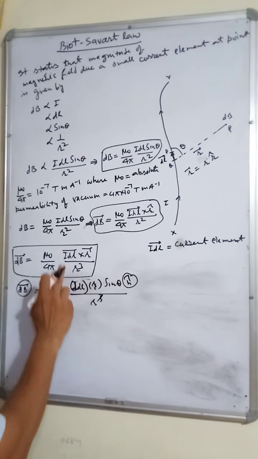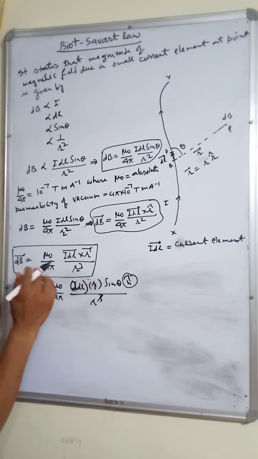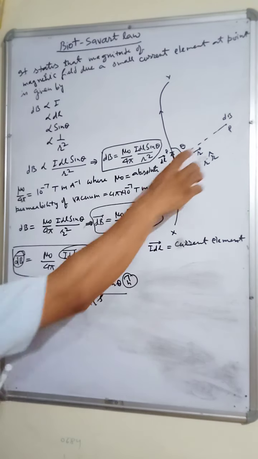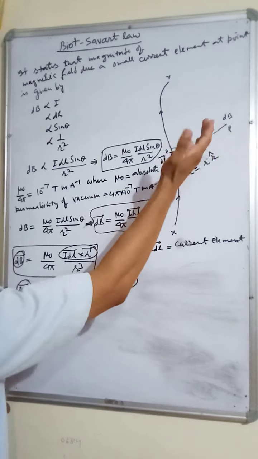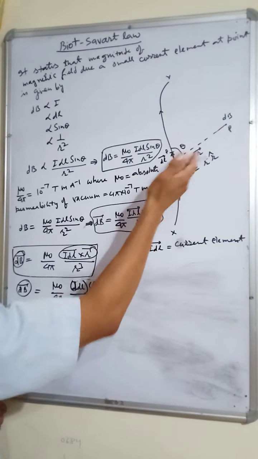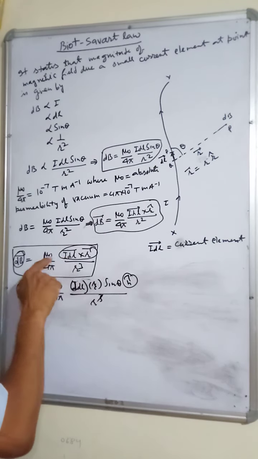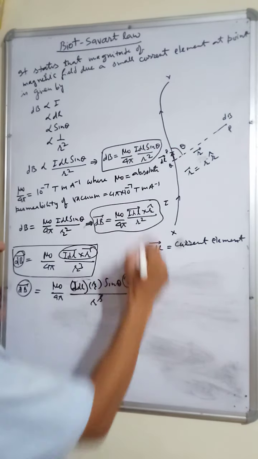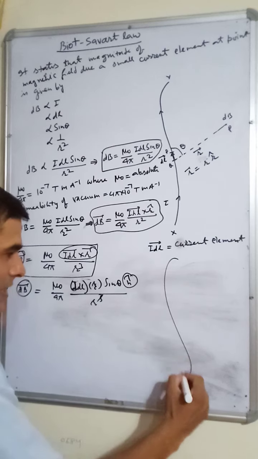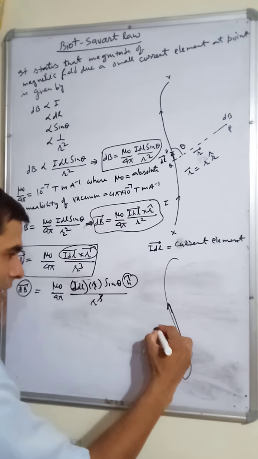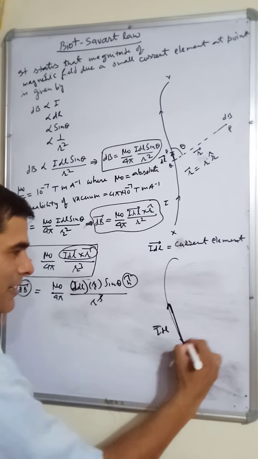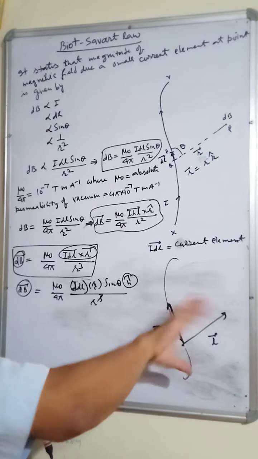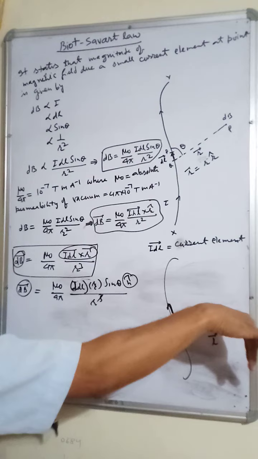The direction of N cap is the direction of Idl cross R, and the same direction will be that of dB. So if I want the direction of dB right over here, what do you do? Idl is in this direction in this diagram, and this is R. So Idl cross R, so the direction of dB will be perpendicularly inward.